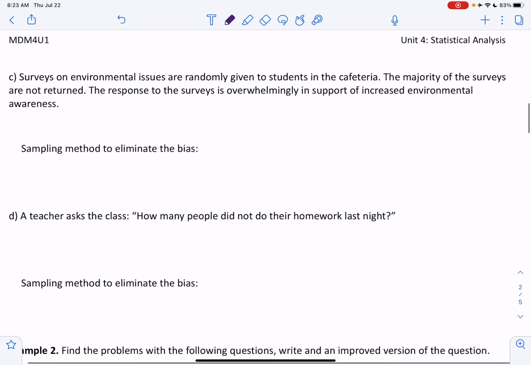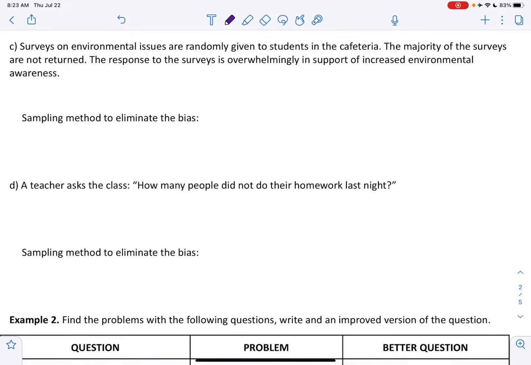Okay. For example C, surveys on environmental issues are randomly given to students in the cafeteria. The majority of surveys are not returned. The response to the surveys is overwhelmingly in support of an increased environmental awareness. So most didn't come back. So this would be an example of non-response bias.